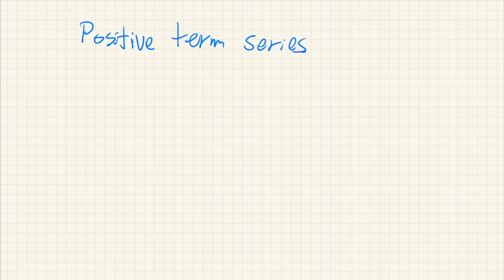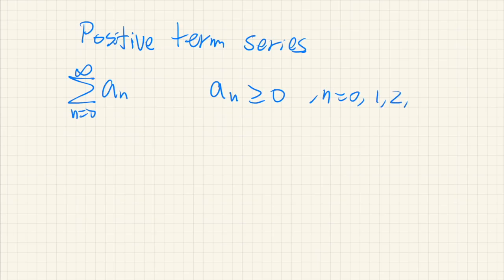Okay, next we study a special class of series, that is, positive term series. As the name suggests, it's a series such as this one, AN, where each term is positive or 0 for n equals 0, 1, 2, and so on.